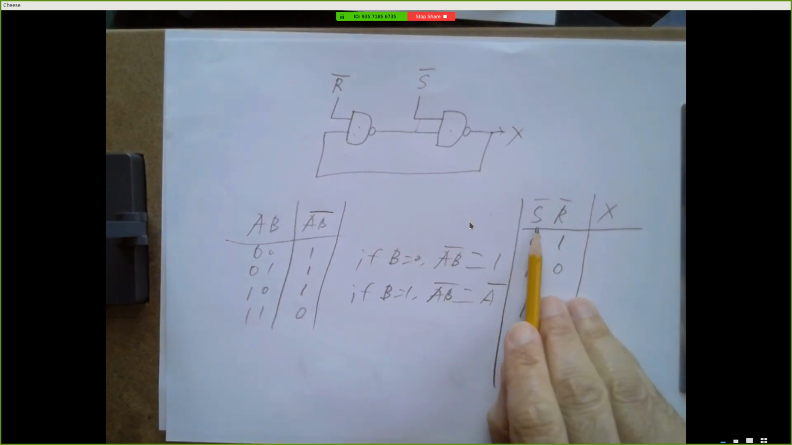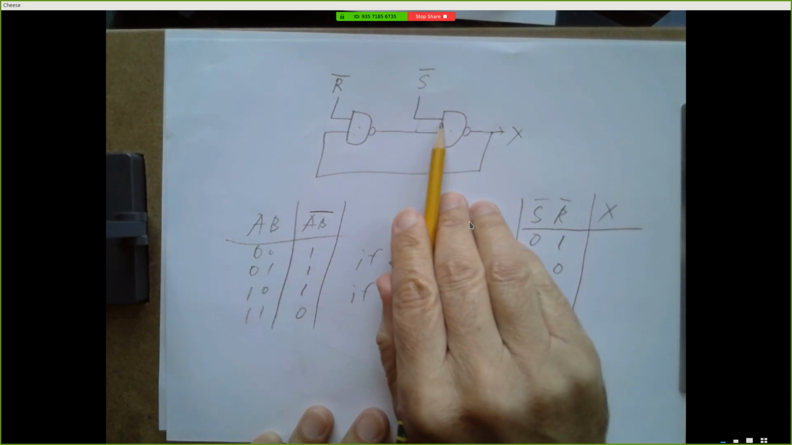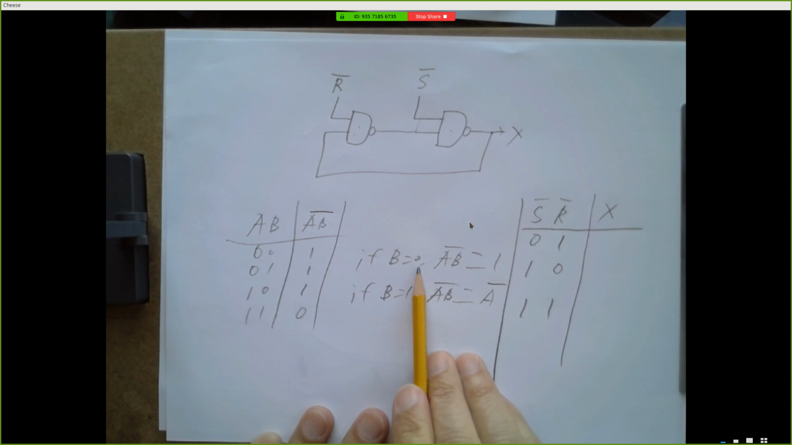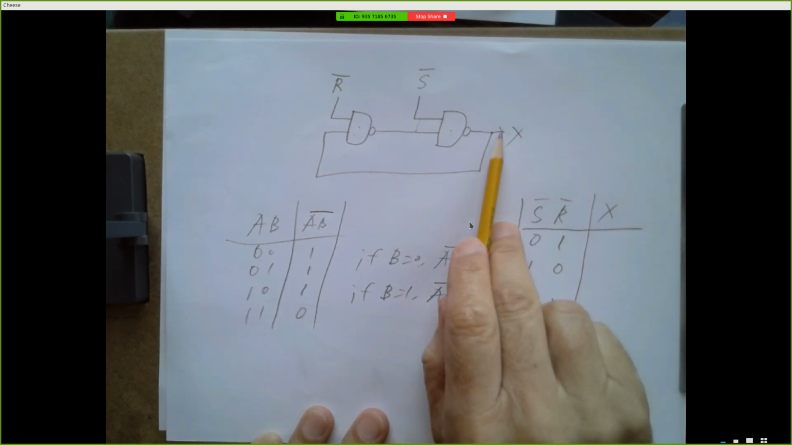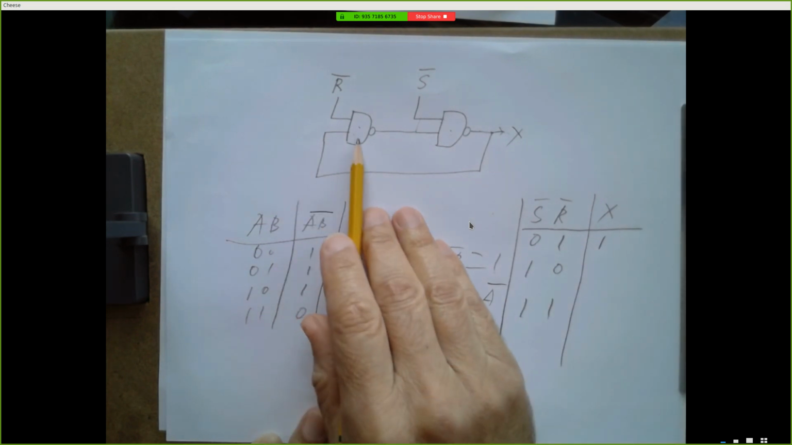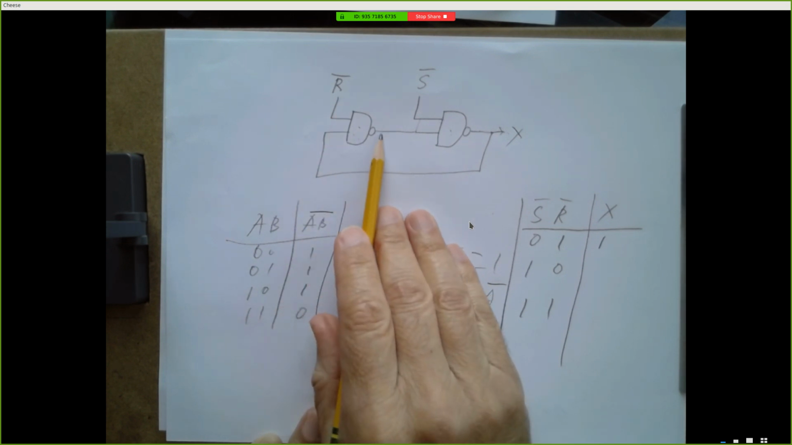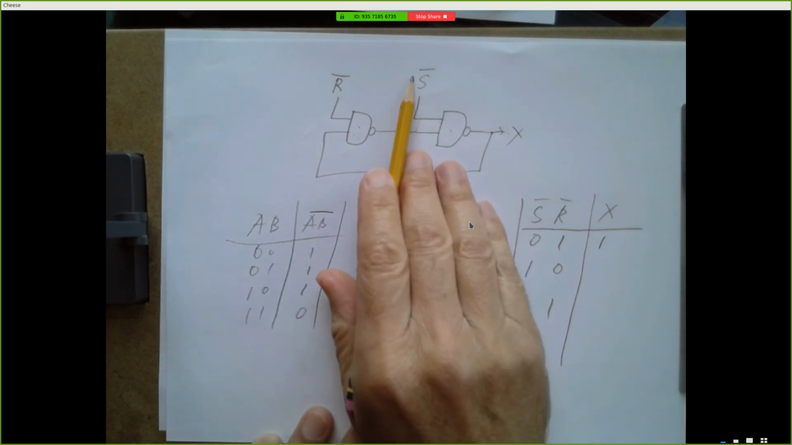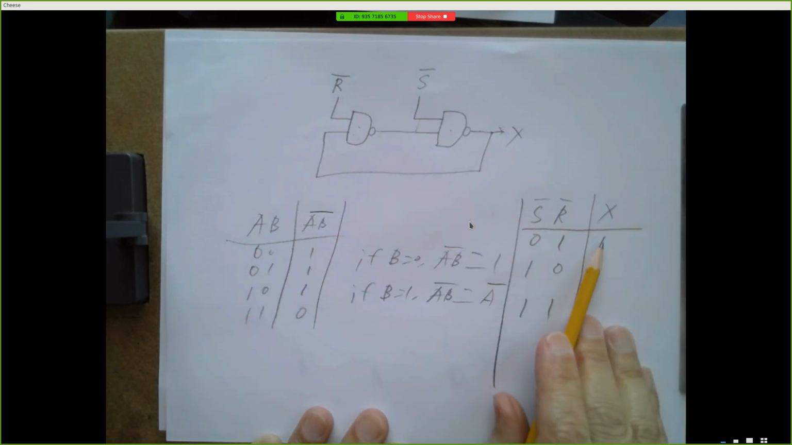So suppose I set S bar to a 0. I've got a 0 going in here. Well, if one of my inputs to my NAND gate is 0, the output is 1. So my X is going to be 1. It doesn't really matter what happens back here. It doesn't matter what the value of R bar is, or what the output here is. If S bar is 0, then the output of this gate is going to be 1.